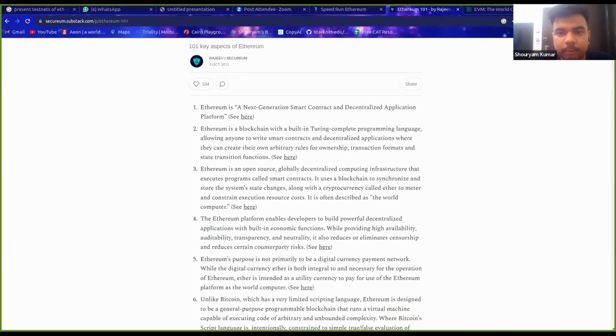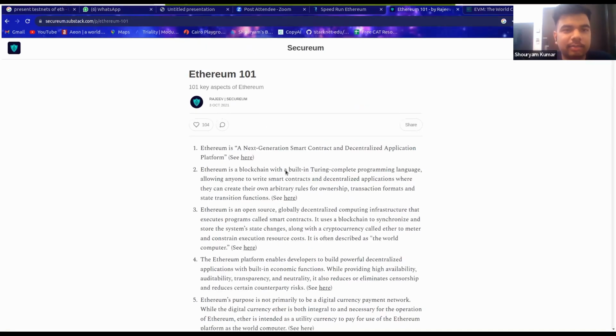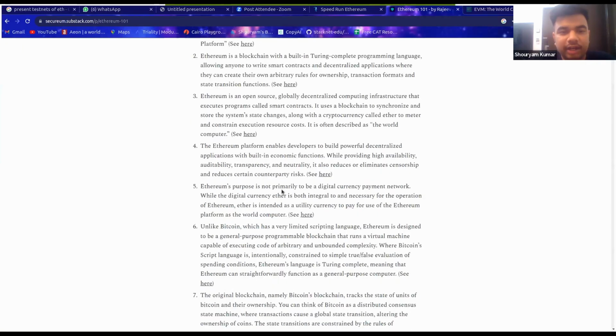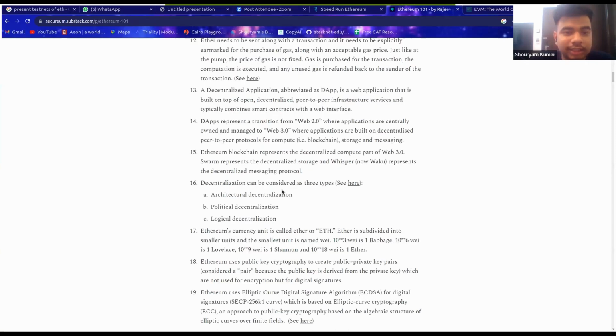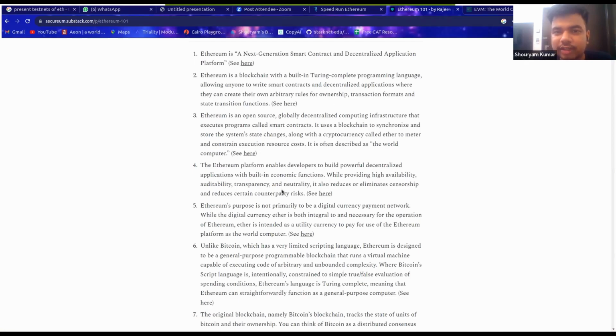So I'll essentially focus on sharing resources which you can refer to after this session to dive deeper into Ethereum. You all can see my screen right now? Yep. Cool. This is a very nice article written by Rajiv on Securium. It has 101 points regarding the Ethereum virtual machine. Going point by point, it refers to Ethereum as a next generation smart contract and decentralized application platform. As we said, Ethereum has a built-in Turing complete programming language, allowing anybody to write smart contracts and decentralized applications where they can create their own arbitrary rules of ownership.